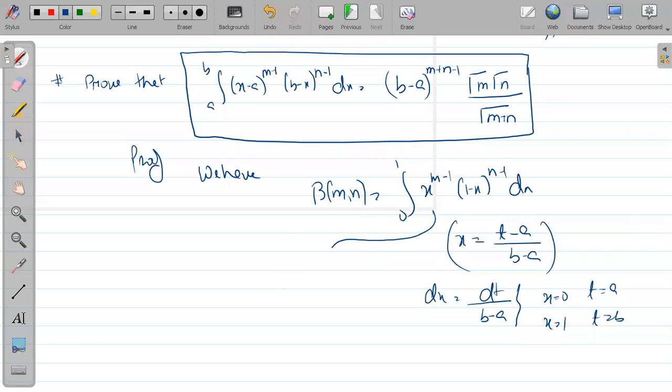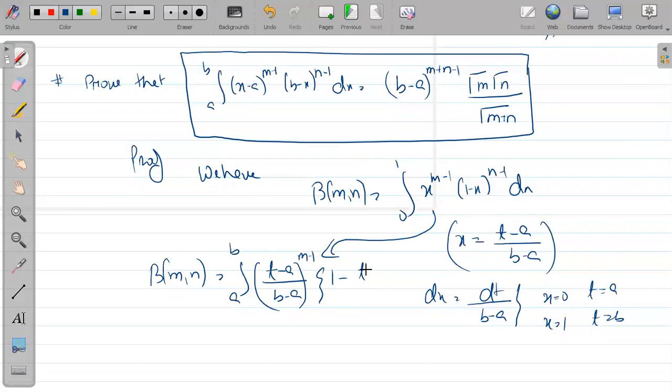Therefore, beta of m comma n is equal to the integral from a to b of x, that is (t minus a by b minus a) to the power m minus 1, times 1 minus x, that is 1 minus (t minus a by b minus a) to the power n minus 1. This is what we are writing. dx is dt by b minus a. Just let me write here nicely.